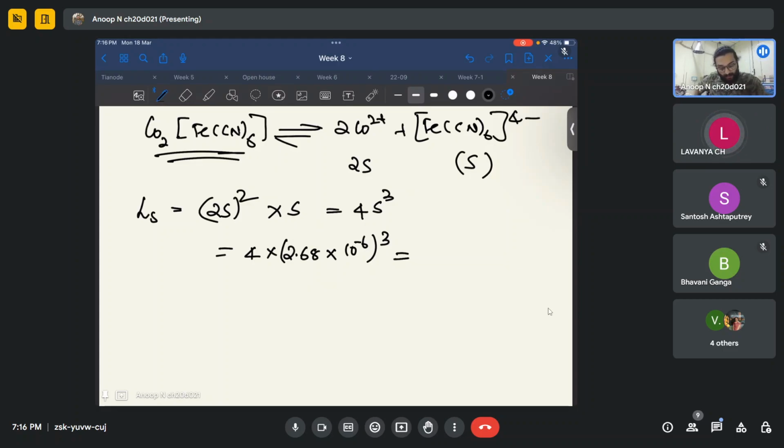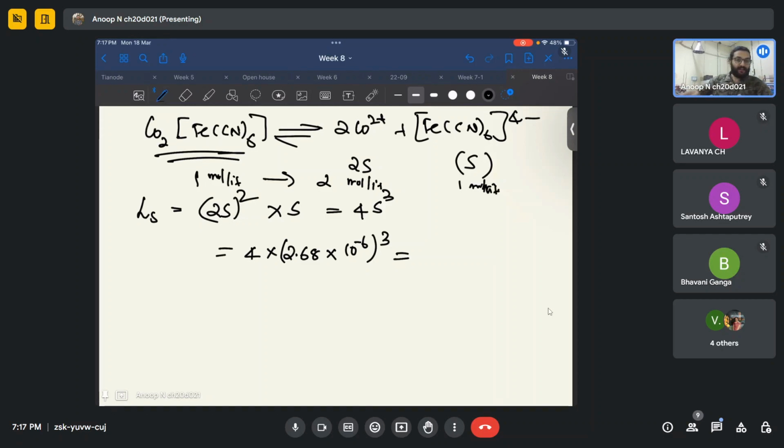Yeah, this is simple. If you have 1 mole of this complex, it will give 2 moles of cobalt 2 plus. Also, you can write mole per liter: 1 mole per liter of this one can give 2 moles per liter of this one and 1 mole per liter of this. Right.